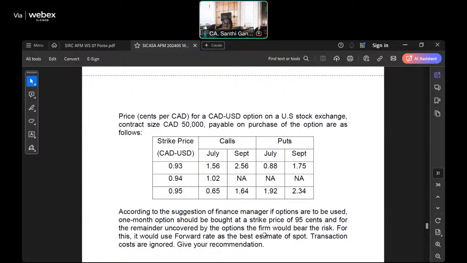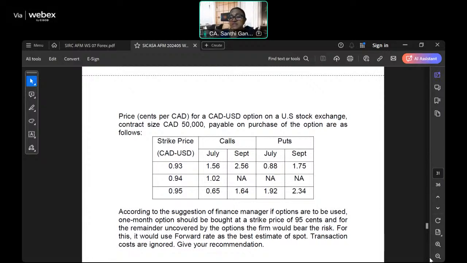Just comparing 0.9301 and the various strike prices, the effective call option rate, you can't do that because if they give you a full question, they would expect you to do the working.